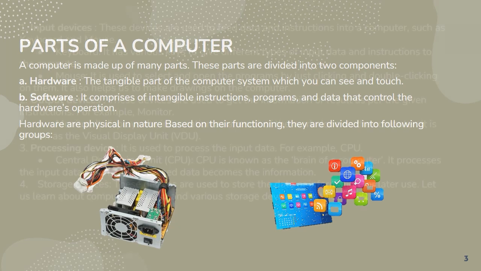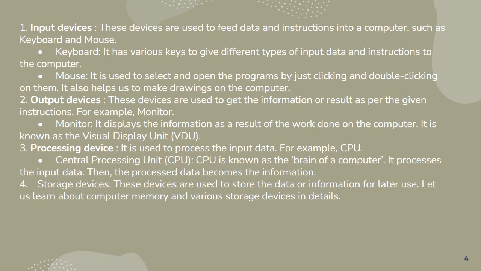1. Input devices. These devices are used to feed data and instructions into a computer, such as keyboard and mouse. Keyboard: it has various keys to give different types of input data and instructions to the computer. Mouse: it is used to select and open the programs by just clicking and double-clicking on them. It also helps us to make drawings on the computer.